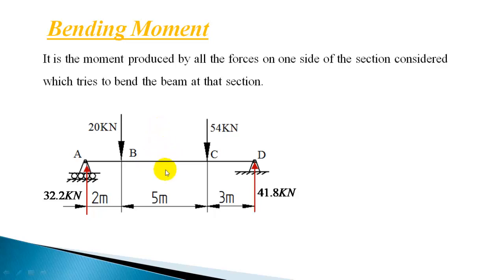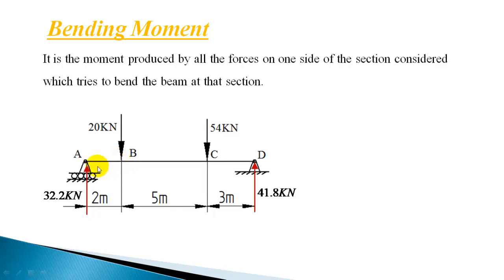So you can either consider left side forces in summing up the moments or right side forces. Both will give the same value of bending moment. So to calculate the bending moment at any section, you have to sum up the moments produced by all forces on one side of the section. Now let us calculate the bending moment at point B.